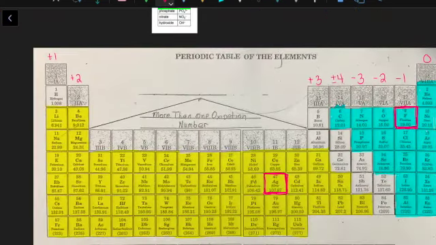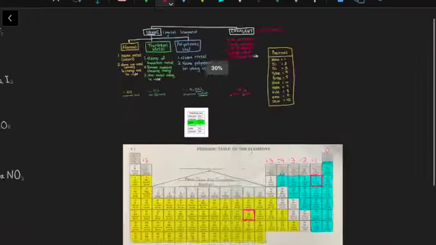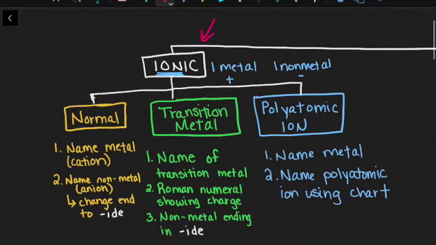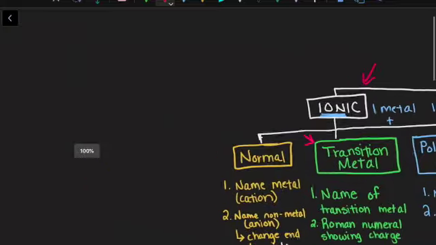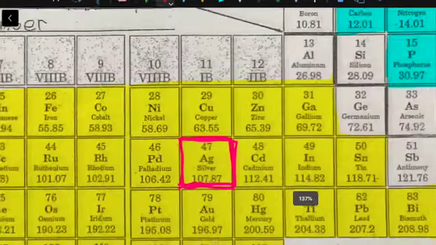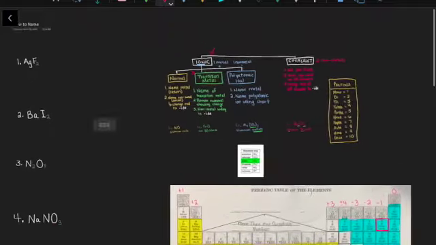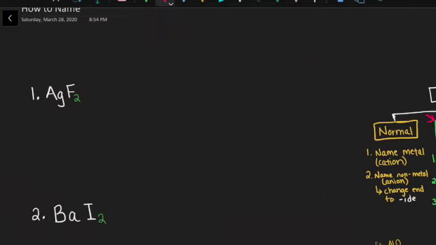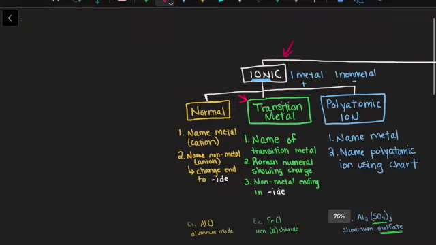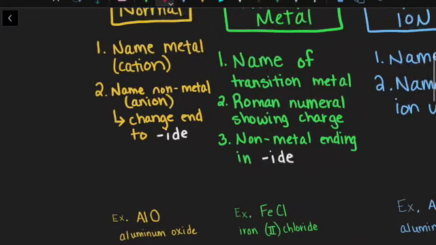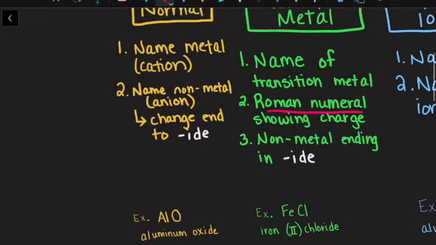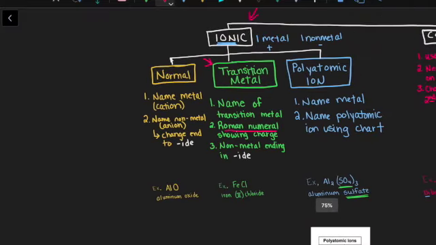Next, I have to recognize that it is in the zone of transition metals. Okay, so I can go to my chart. It is ionic. Then I should know that it is under transition metal. So first, I name the transition metal. And just in case you didn't see it, Ag is silver. So I'm going to write silver. My second step is to use Roman numerals to show the charge, because it is a transition metal.